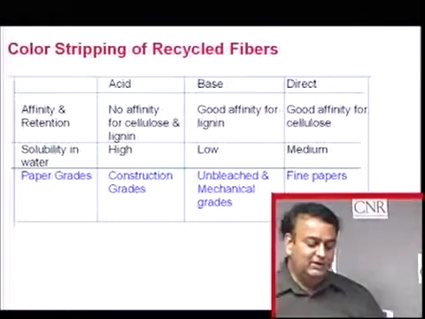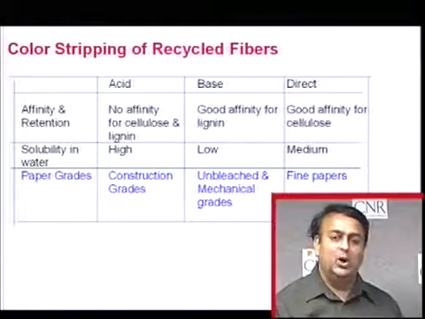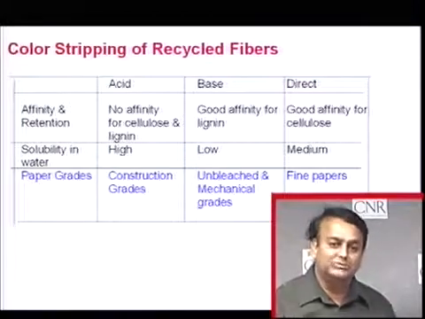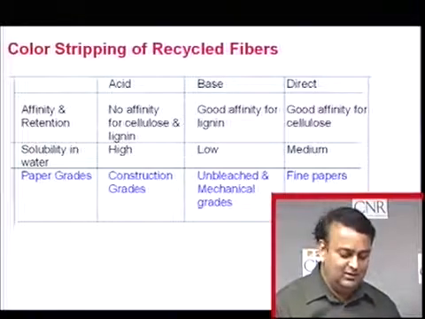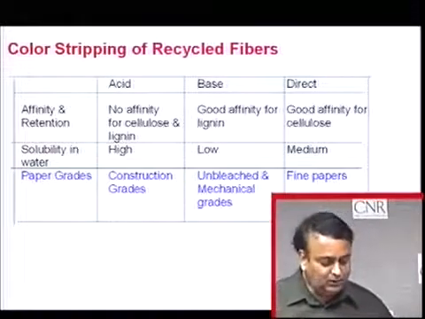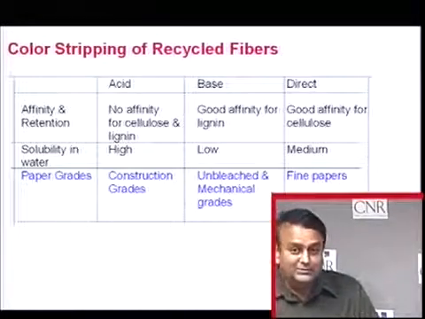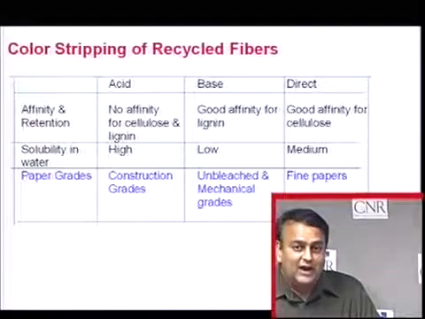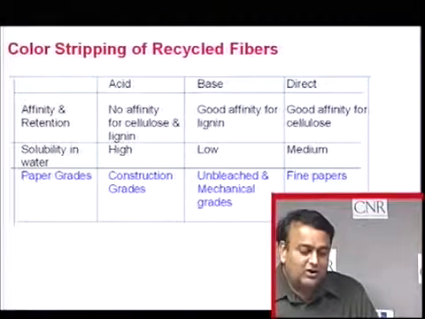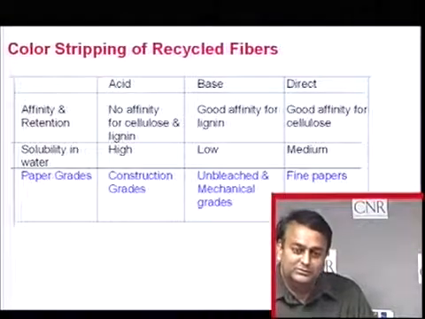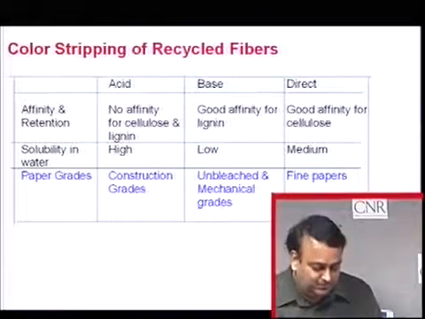The reason you use a basic dye is it has good affinity for lignin, and in your mechanical pulp, when you make newsprint, you have a very high amount of lignin, so lignin naturally takes the basic dyes. In the case of chemical pulp, like fine papers, there you add dyes, you use direct dyes. It has good affinity for cellulose and medium solubility with water.